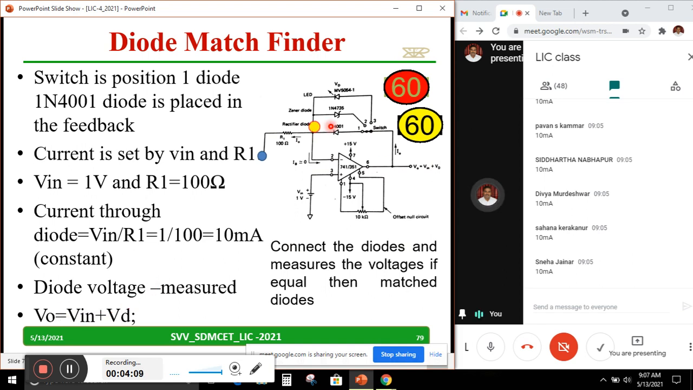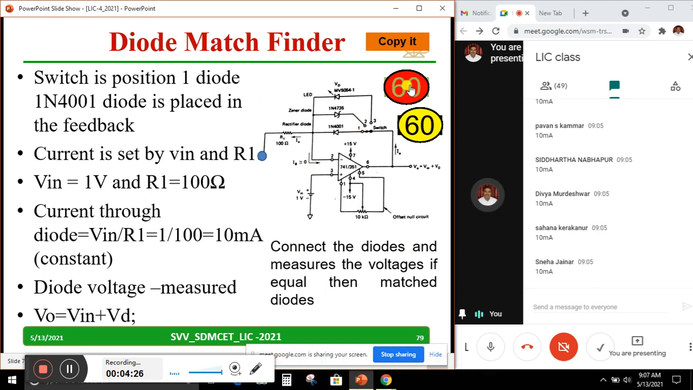What I do, I will connect the first diode. I will measure the output. Second diode I will connect. I will measure the output. Like that I will connect diodes one by one. If I am getting the same voltage, those diodes I will separate. That is the way how I can get matched diodes.